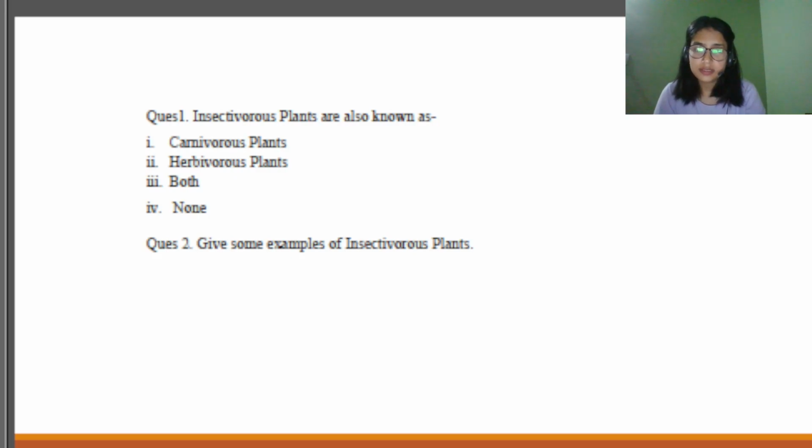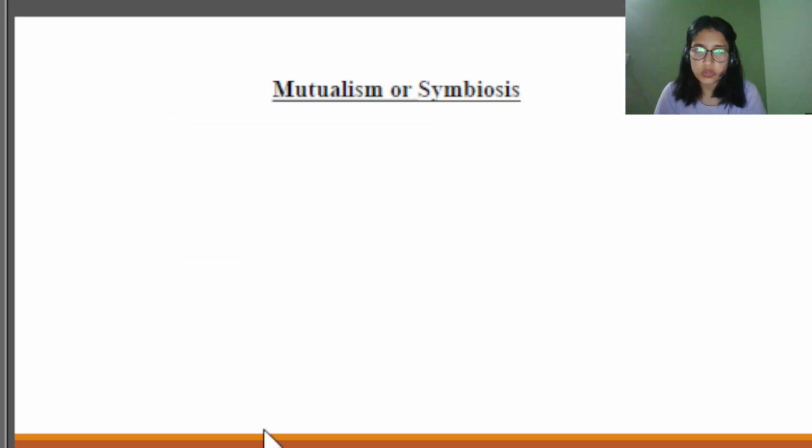The answer to this question will be Venus flytrap and pitcher plant. These are the two examples of insectivorous plants that are common in nature. So the next thing that we are going to discuss is mutualism or symbiosis.